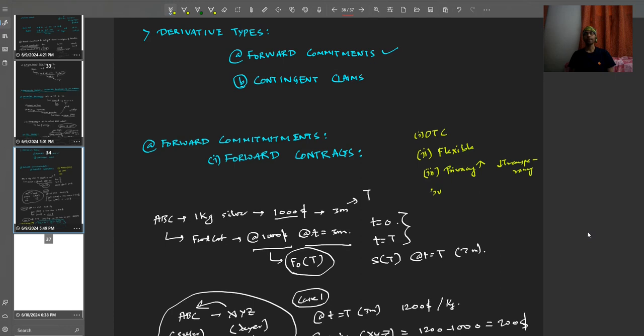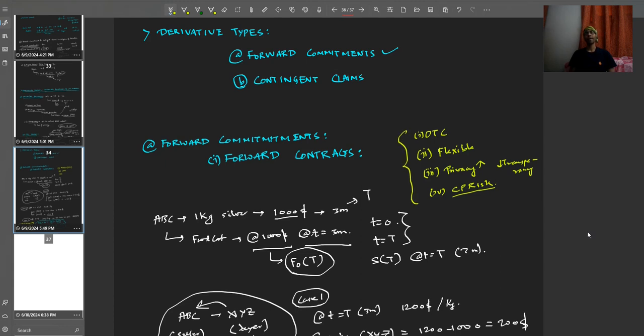Fourth, and the biggest worry of it all, is there is counterparty risk. Counterparty risk. This means for any reason one of the parties, mostly it happens when there is a loss to be made by that party, may not fulfill the commitment made through the contract.